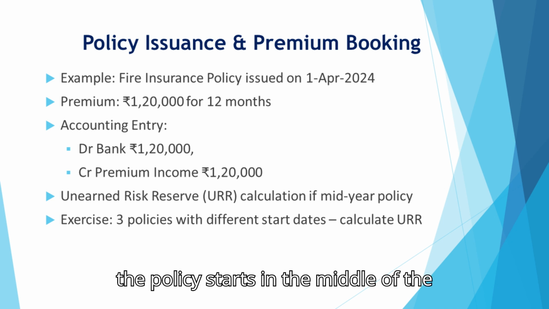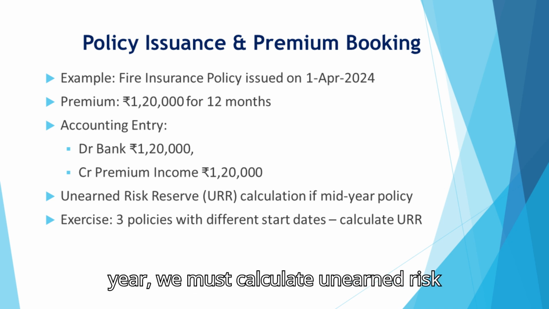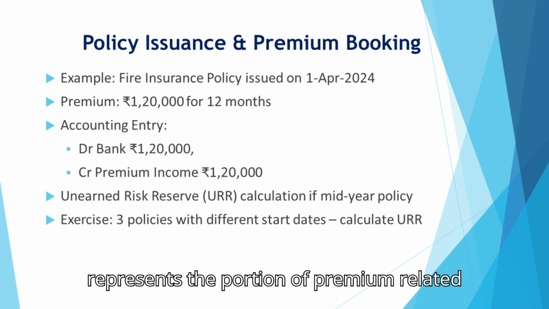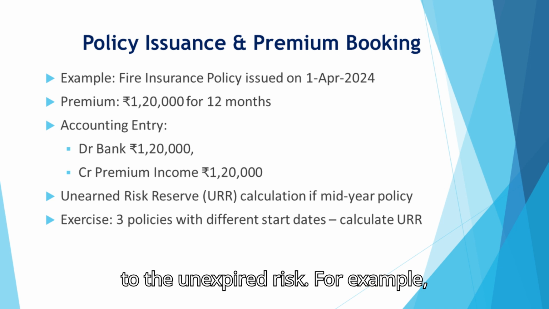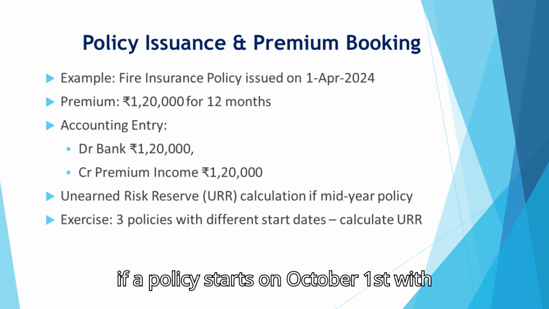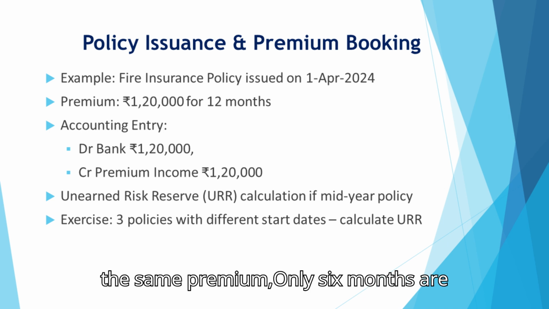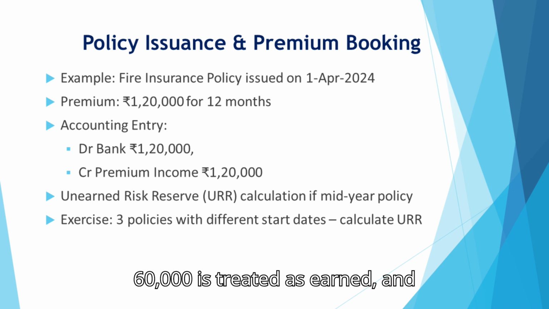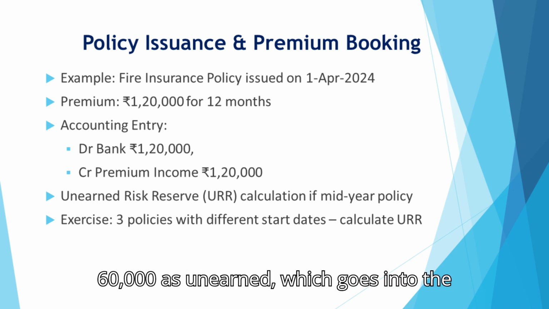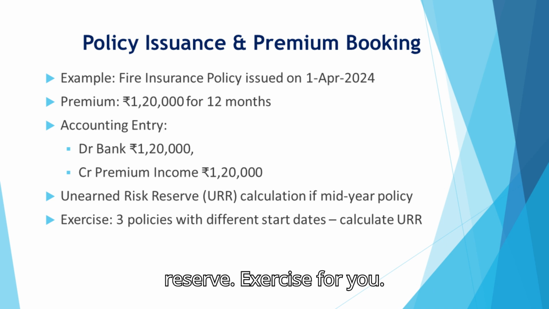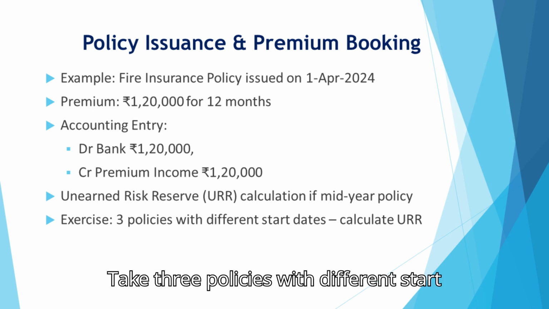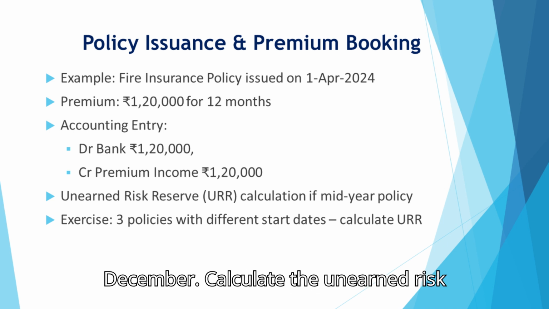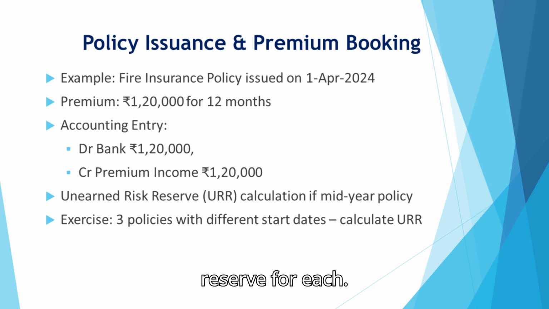Now, if the policy starts in the middle of the year, we must calculate unearned risk reserve, or URR. This represents the portion of premium related to the unexpired risk. For example, if a policy starts on October 1st with the same premium, only 6 months are earned in this financial year. Therefore, 60,000 is treated as earned, and 60,000 as unearned, which goes into the reserve. Exercise for you. Take 3 policies with different start dates, April, July, and December. Calculate the unearned risk reserve for each.